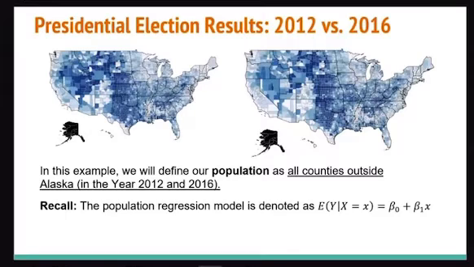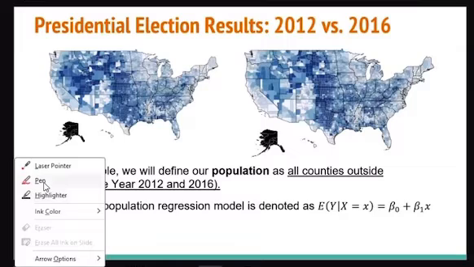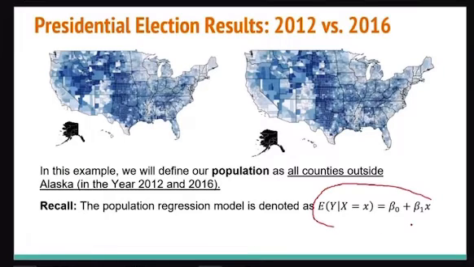Do you see this? Give me one second, I'm going to put a pen on that. I gave you this yesterday. This is a population regression model. Now, why do we want to fit a population regression model? Because the number of observations that we have is a lot, virtually all counties in the United States.